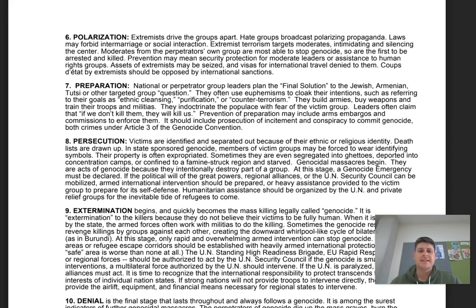Ways that we can prevent this is basically trying to get moderate leaders to have the power and to shift the focus away from extremists so that we have people with moderate views who are unlikely to escalate it to genocide.